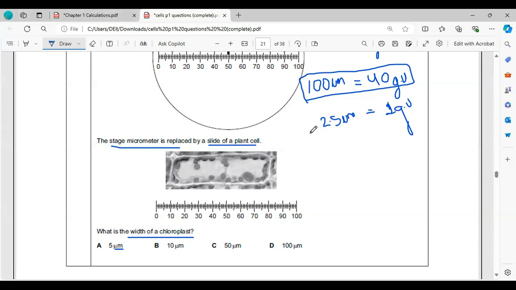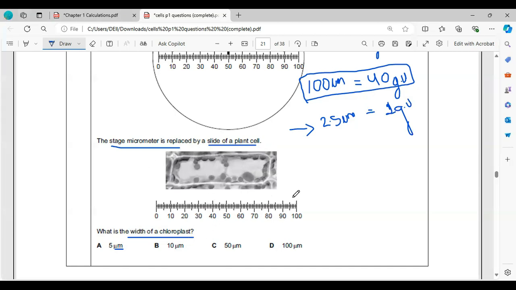Now this is your solid relationship. Okay, this is your defined relationship: how much one graticule unit occupies. Now they are asking, because they have replaced the stage micrometer with the slide of a plant cell, you need to find out the width of a chloroplast.